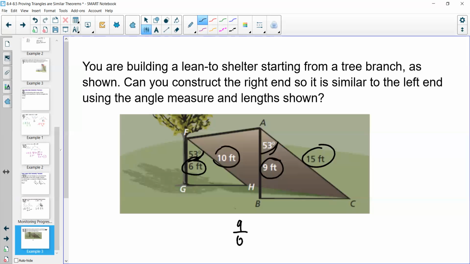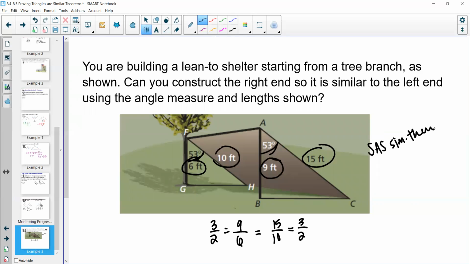So 9/6 should be the same as 15/10. Well, 3 goes into both of these, which will simplify us into 3 halves. 5 goes into both of those, which is 3 halves. So yes, we can construct one on the right end, so it's similar to the left end, based on that angle measurement and length shown, because by that side angle side similarity theorem, we end up getting 2 triangles that are similar to one another, which means it can be done.